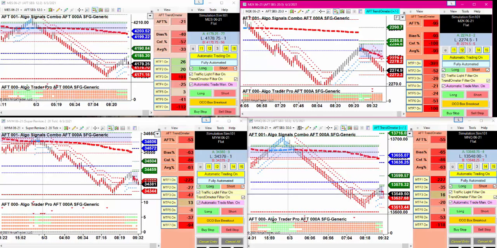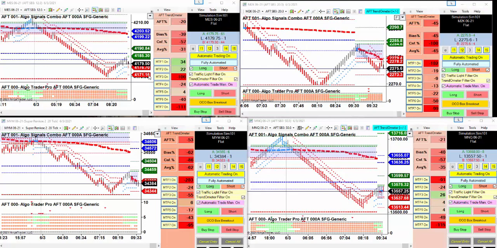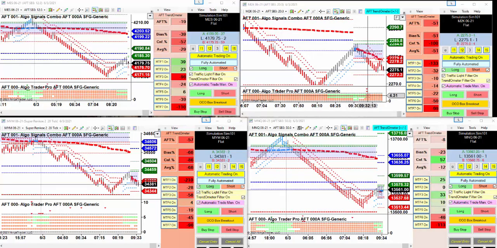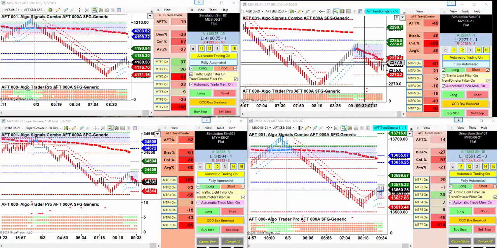Now you see it's gone minus 90, 86, 85, in that range. All right, so interesting here on the M2K, right? The traffic light filter was red, but by the time this started breaking down, our AFT percentage was not below 50 yet, so it didn't take any trade there. All right, so we'll see what happens there.